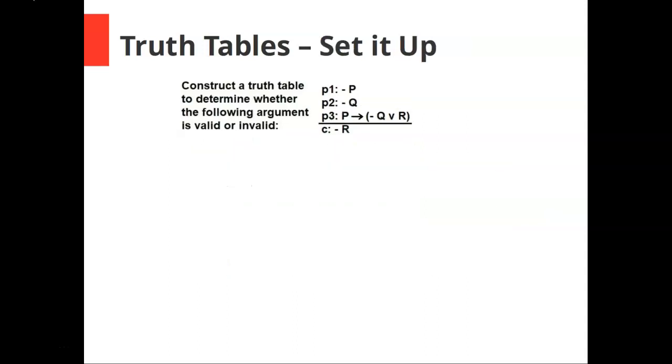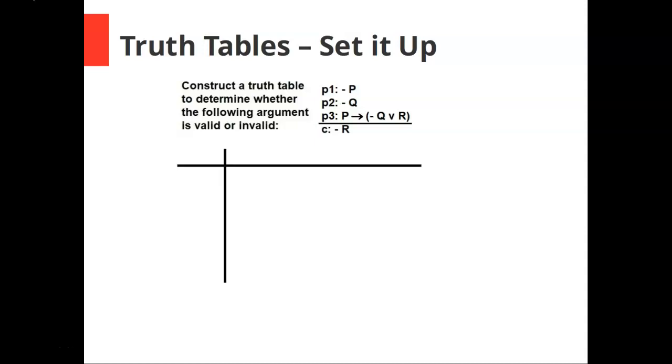Here's another example. Premise 1, not P. Premise 2, not Q. Premise 3, if P, then not Q or R. And the conclusion here is not R. Fairly complicated argument, at least compared to our initial examples, but we can still do it.